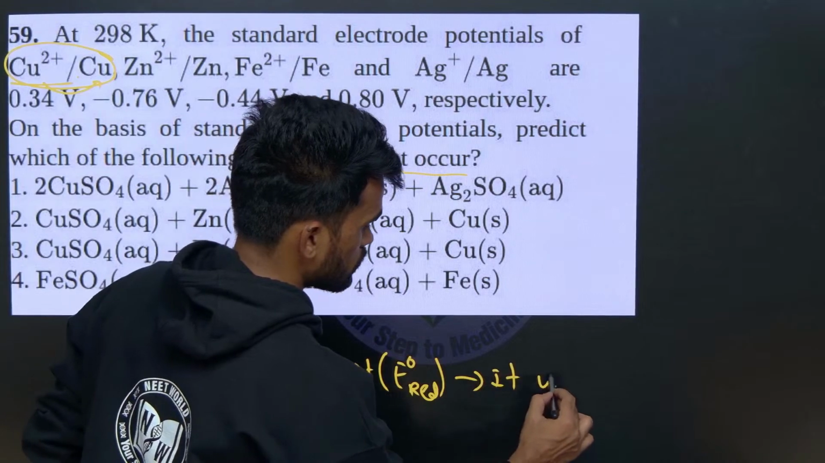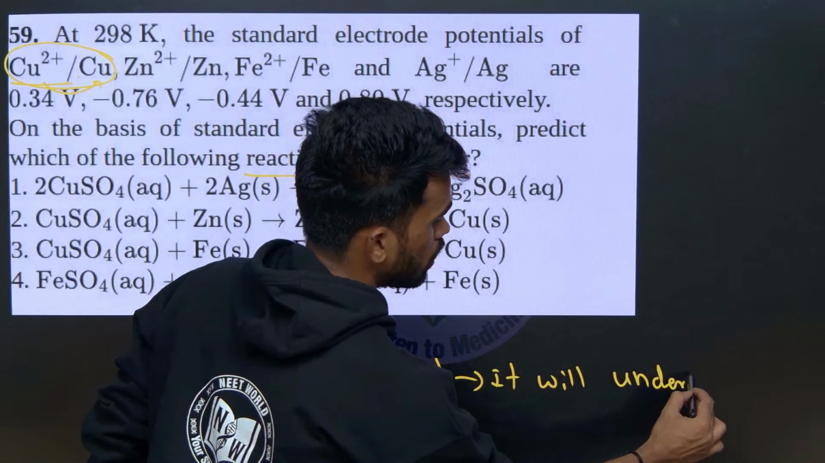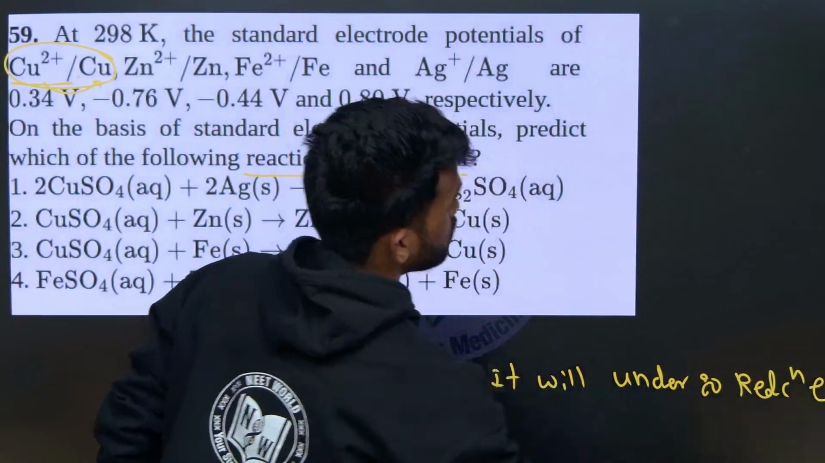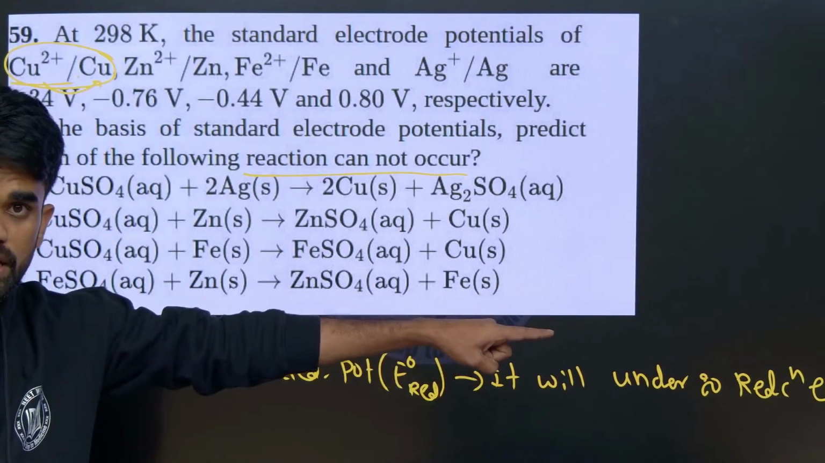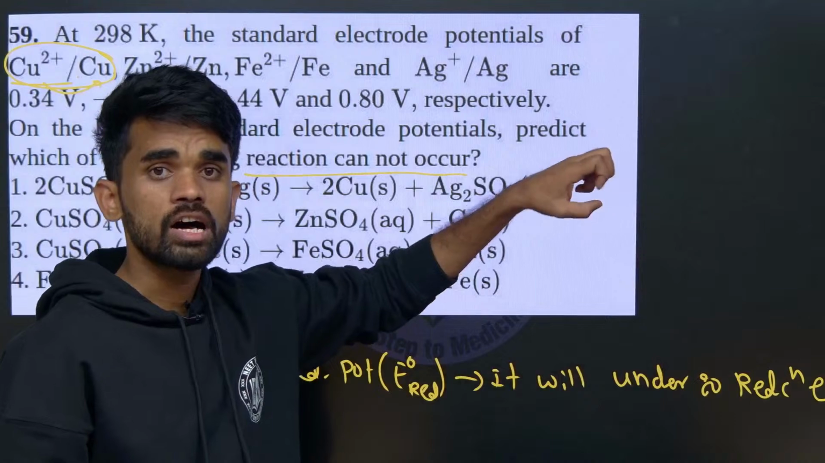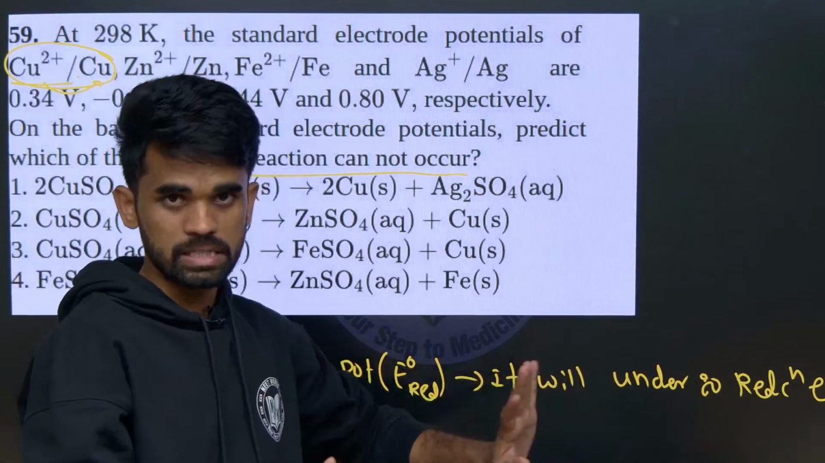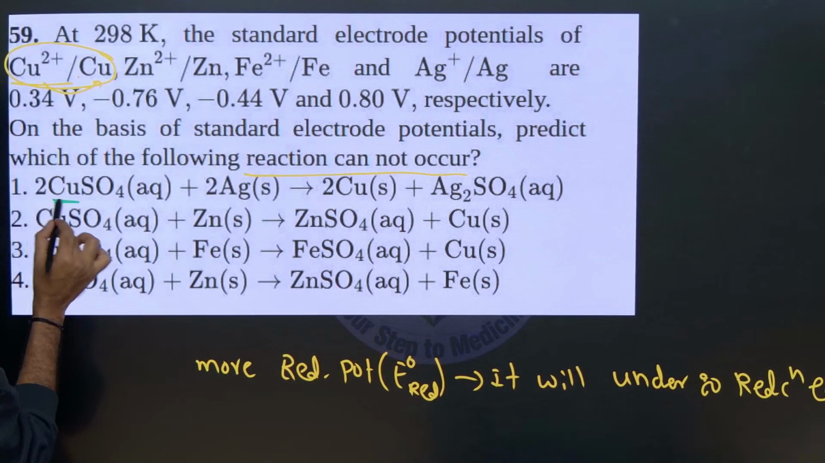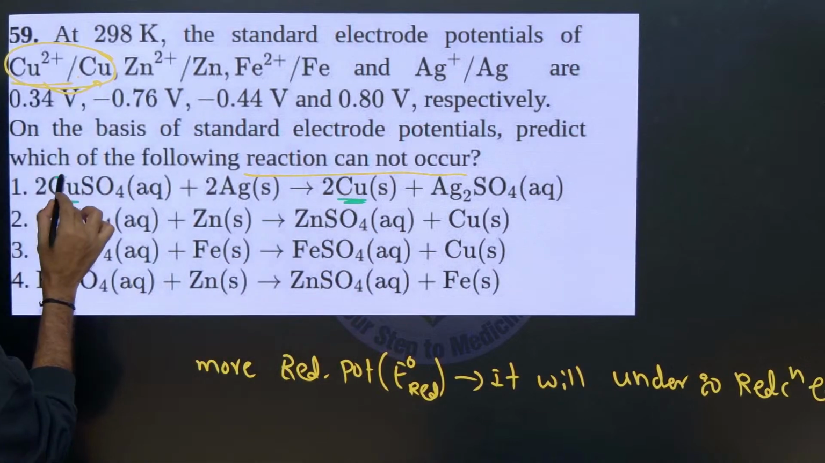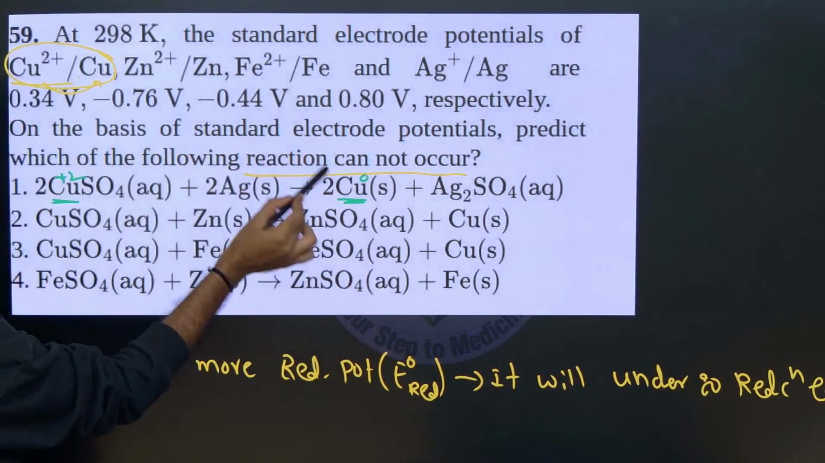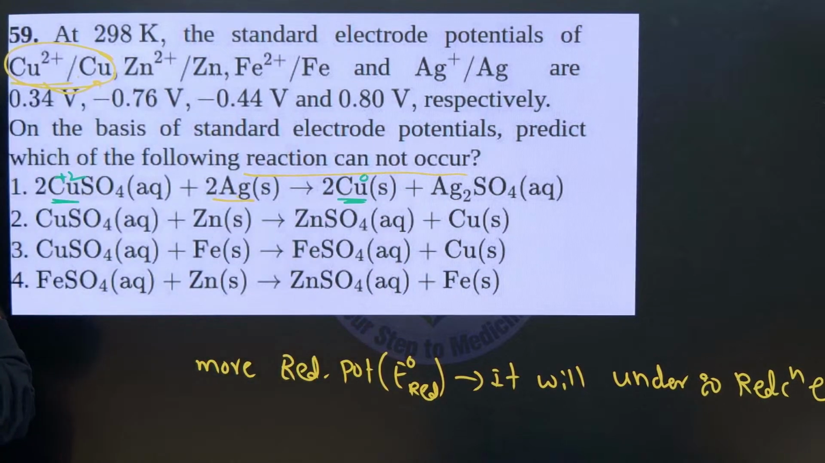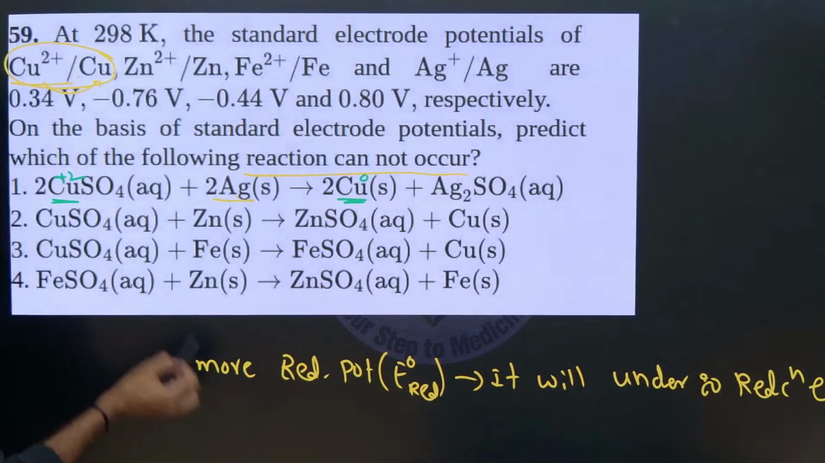will undergo reduction easily. So the one with more reduction potential should undergo reduction easily, and it will not undergo oxidation easily. So the reverse, you can understand like that. Here reduction potentials are mentioned. Look at the first option. Cu+2 is converting into Cu0, it means copper +2 is undergoing reduction, and here Ag is converting into Ag+, it is undergoing oxidation. Now if Cu+2 to Cu has more reduction potential, then this reaction is possible.